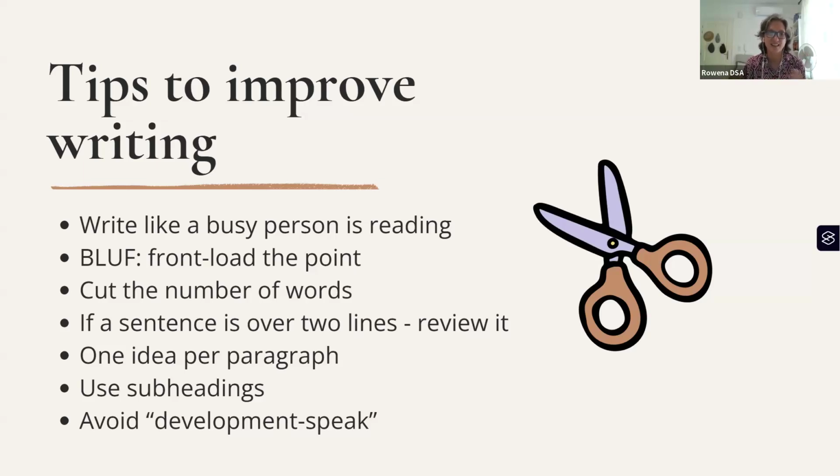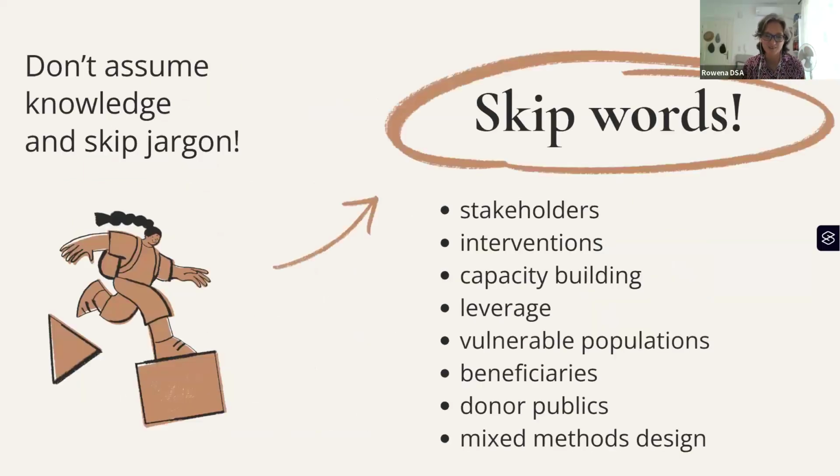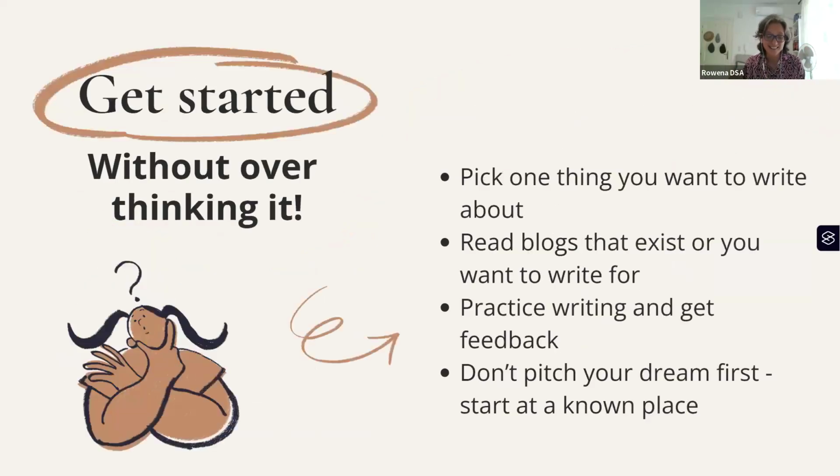So a couple of other ideas that you can use there. Using subheadings has become more and more common as our attention spans get shorter. And for goodness sake, avoid the jargon. There's so much jargon we use in our sector. So I'm going to leave you with some ideas to get started. Don't overthink it. Pick a topic you really want to write about and then start reading blogs that already exist. Who is writing about this topic or what is the platform you want to write for? And then practice writing, get some feedback.